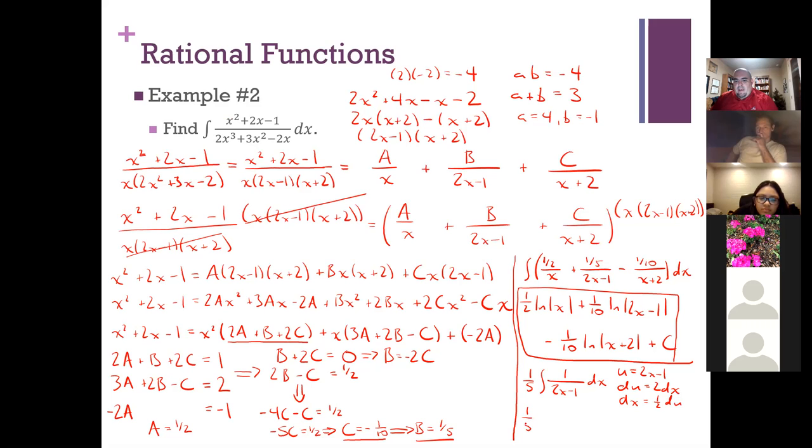So then from there, I'm going to have 1 half times the integral of 1 over u times 1 over 2 du. Which, if I bring that half out of the integral as well, I'm going to have 1/10 times the integral of du over u.